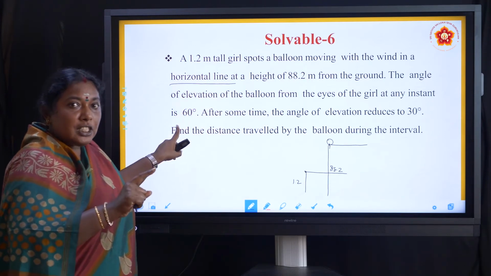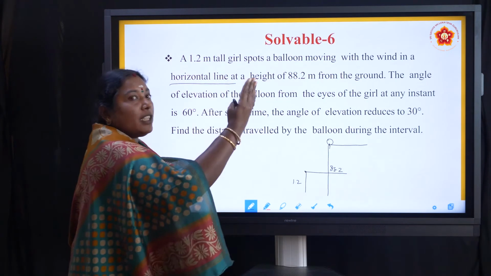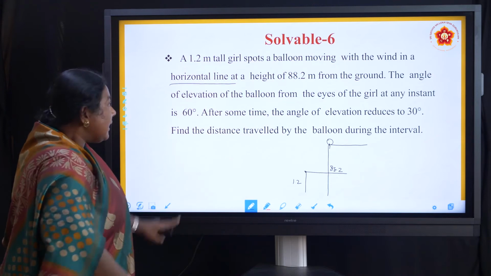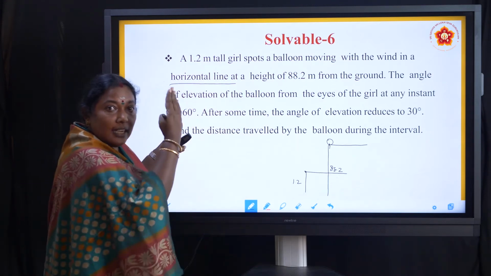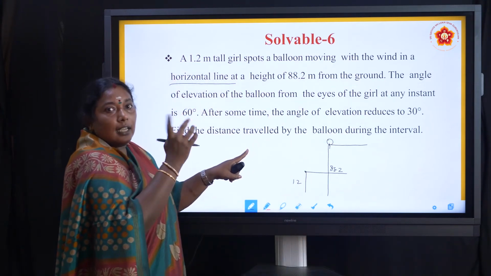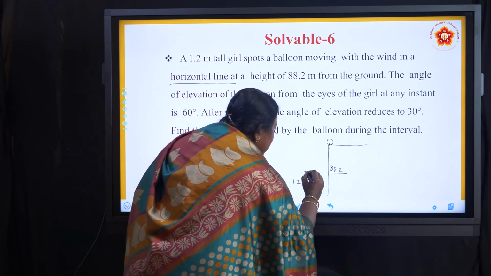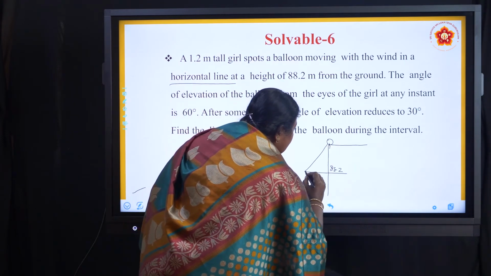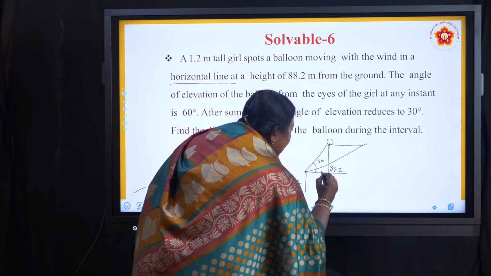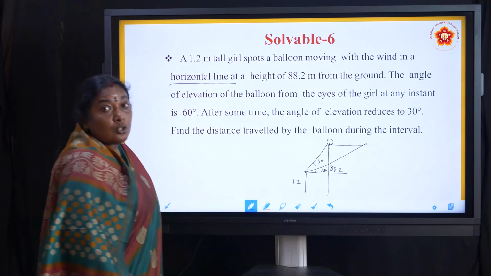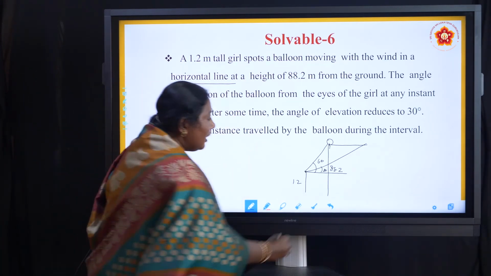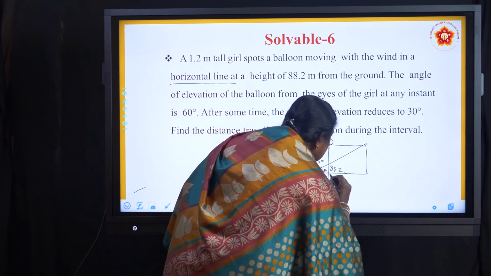Right? In the previous sum we saw, when the object is near, the angle will be more. When the object is far, the angle will be less. That means the balloon is near to the girl at first, then it is moving away from the girl, not moving towards the girl. Right? So 60 first, ending is 30 degrees. So be careful with each and every word given in the sum. Find the distance travelled. So I have to find this distance.